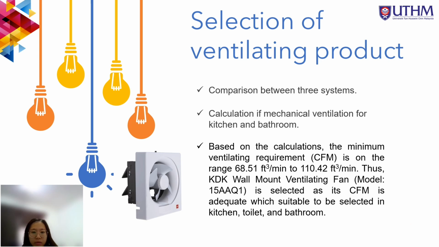In the selection of ventilating product, we compared the advantages and disadvantages of the 3 systems. Next, we did calculations on the kitchen, toilet, and bathroom to select the most suitable ventilating products. Based on the calculation, we have determined the KDK wall mount ventilating fan is the most suitable to use in those areas as its CFM is adequate and its price is reasonable.